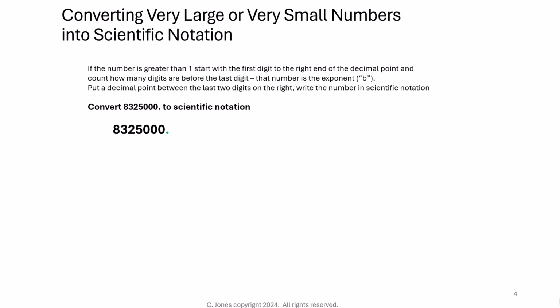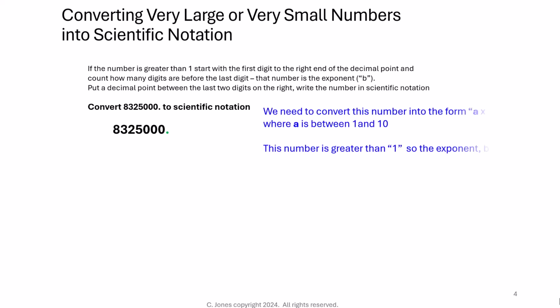So according to the format on the previous slide, we need to convert this number, 8,325,000, into a form of A times 10 to the power of B, where A is a number between 1 and 10, right? So this number is greater than 1, 8,325,000. So we know that our exponent B must be a positive number. So the first thing that we want to do is move the decimal point so that we get a number between 1 and 10, right?